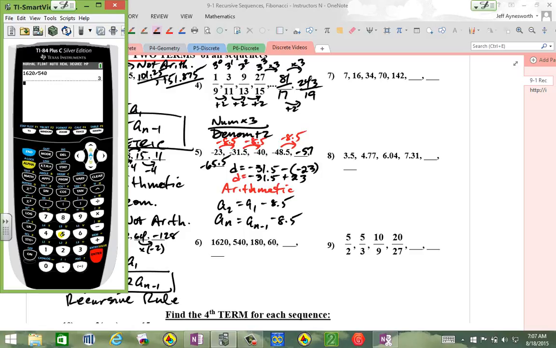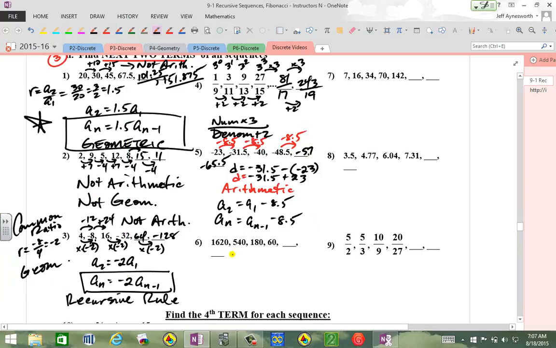And then 540 divided by 3 equals 180. Divided by 3 equals 60. So it looks like we're dividing by 3 or multiplying by a third. So r, the common ratio, is 1/3. Divide by 3. So here we go, divide by 3. Divide by 3, you get 20. Divide by 3, you get 20/3.